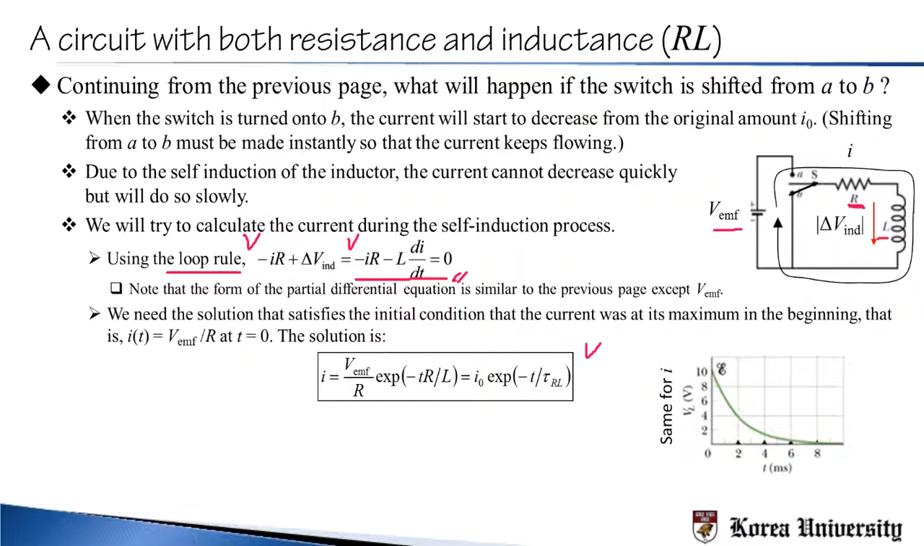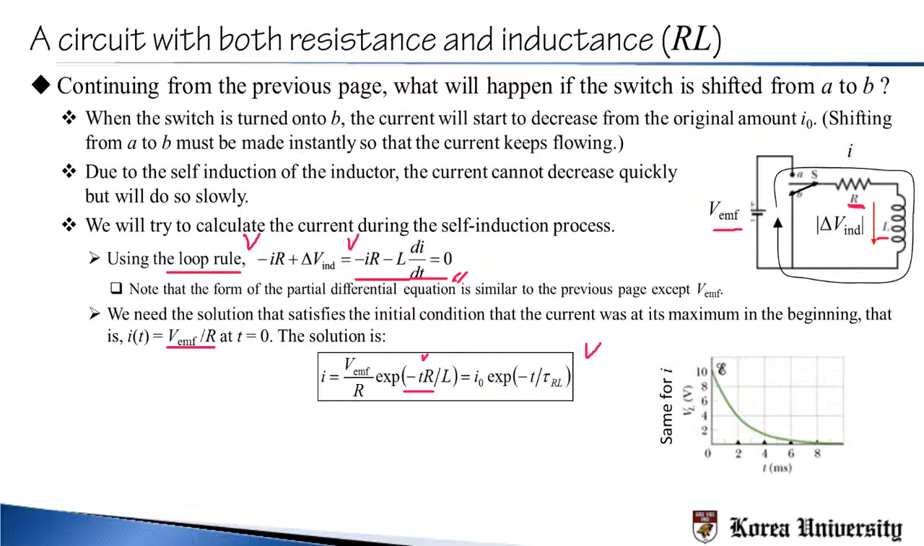And again, let's try to make sense of it. In the beginning, when all the currents were flowing without much change, I said that in that case, the inductor is just like any conducting wire. So initially at time t equals 0, the original amount of current was simply VEMF divided by R. So if you insert t equals 0, the exponential of 0 is 1. So it makes sense.